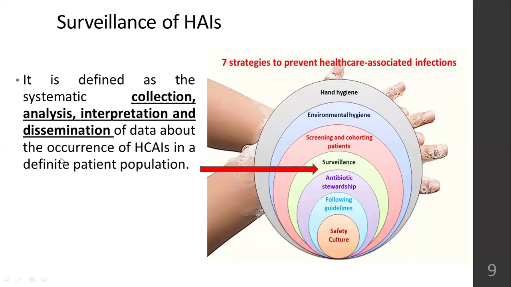So dissemination of data is about the occurrence of healthcare associated infections in a definite patient population. So this is surveillance. Okay, collection, analysis, interpretation, dissemination. This is the basic surveillance.